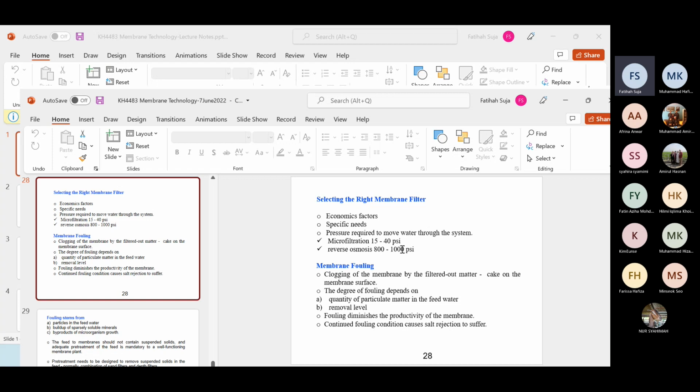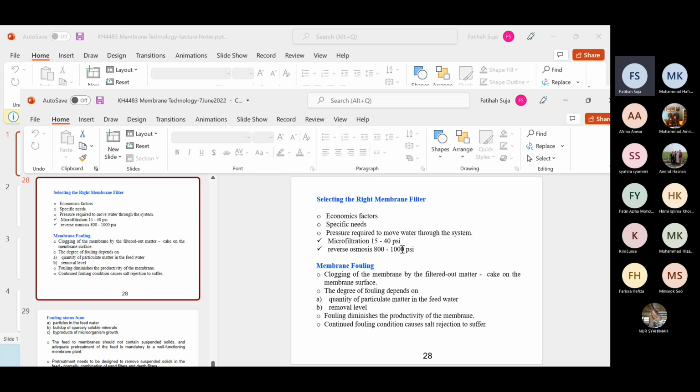In order to select the proper level of filtration, you must identify the contaminants in the source water and your desired level of treatment. Let's say it is used for drinking water, or you want to use it for a boiler, then you need very high quality water. But if you want to use it for irrigation, or just discharge to another river, then you don't need that very high quality.